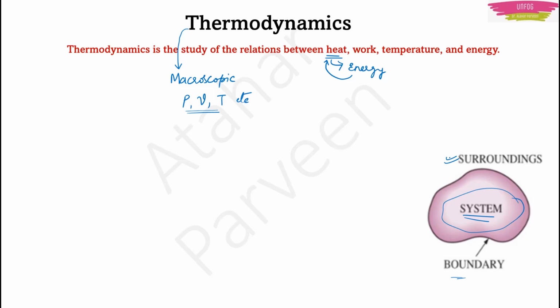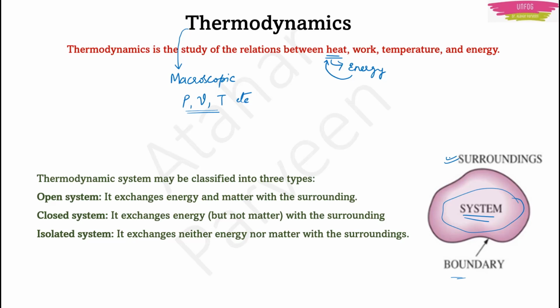Now, there can be three types of thermodynamic systems. What are they? They can be open system, closed system and isolated system. What is an open system? Open system means here with the surroundings, energy and matter both can be exchanged through the boundary. Closed system means here only energy can be exchanged but matter cannot be exchanged. That means the boundary will not allow any matter to go inside or come outside. So here there is exchange of energy with the surroundings.